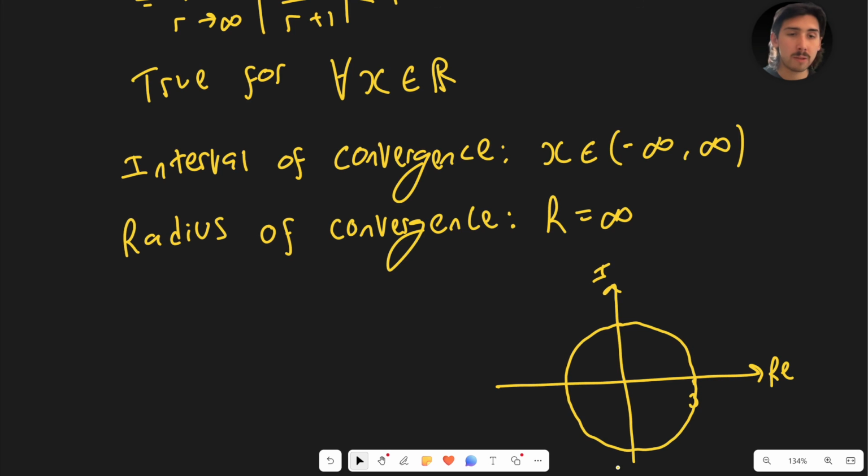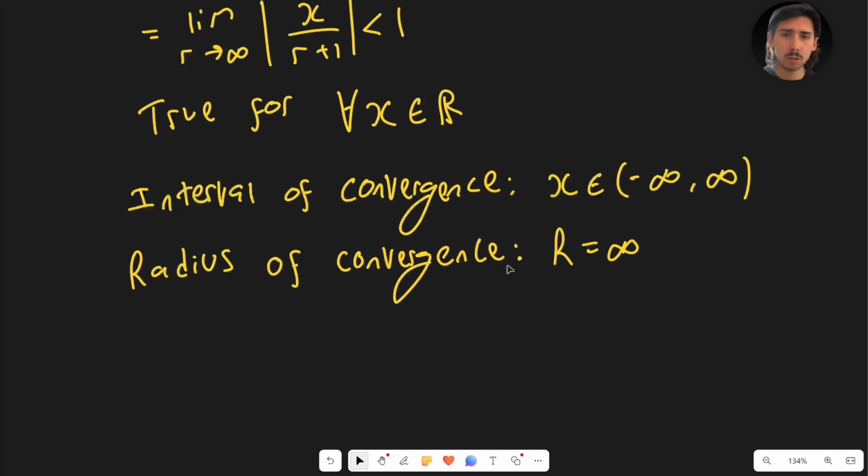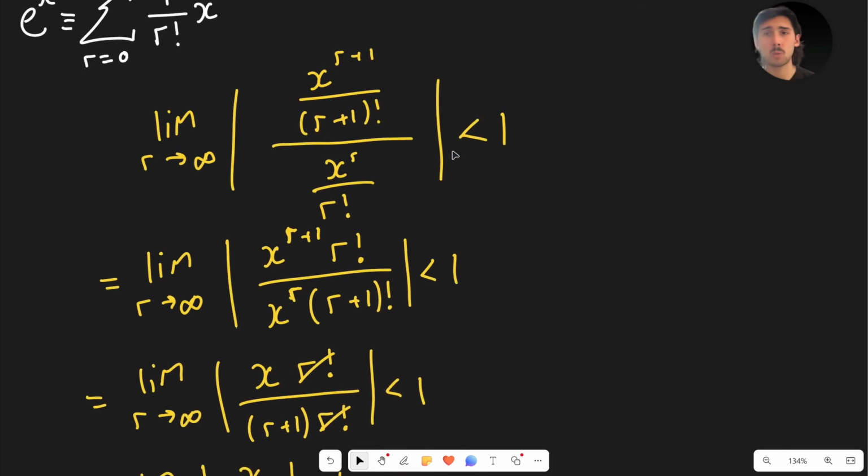Now, that's a brief introduction to the radius and interval of convergence. I'm actually going to do this for all sorts of series as well, so stay tuned for sine, cosine, and all the ln ones, arctan, we're doing them all.